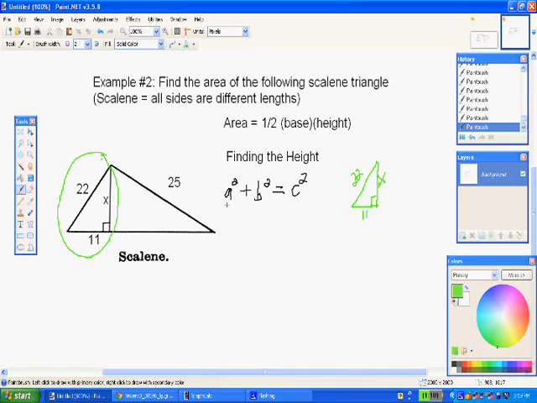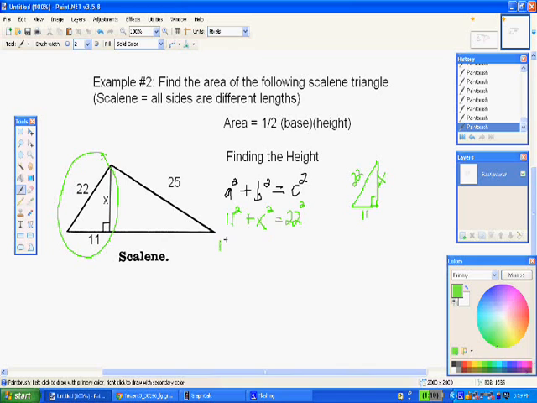I'm going to go ahead and plug in what we know. So we know that the first side is 11, so I'm going to do 11 squared. We don't know what B is, but we know that B is being substituted by x, so I'll put in x squared. And we know what the hypotenuse is. It's 22. So I'll do 22 squared.